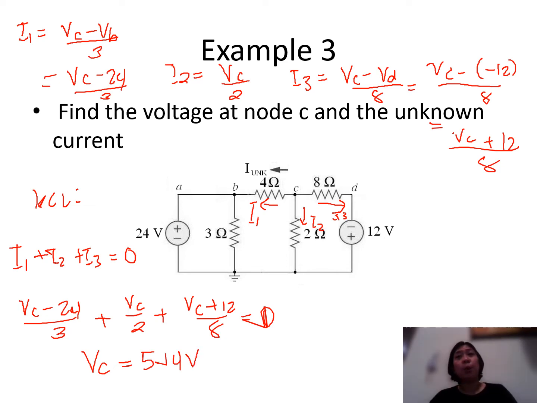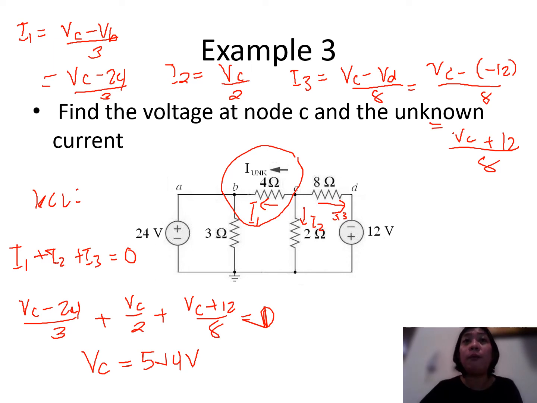volts. Okay, so using your VC, you can easily solve for I1, I2, and I3. However, we are not required to solve for those three. We are only asked to solve for the I unknown. However, the I unknown also happens to be your I1. And this time, they are of the same direction. So whatever our answer for I1 here, it will be our I unknown, both in the polarity, the direction, and the magnitude.